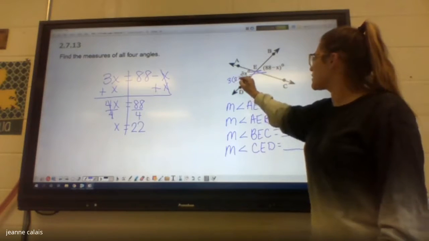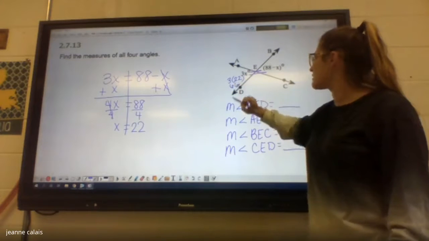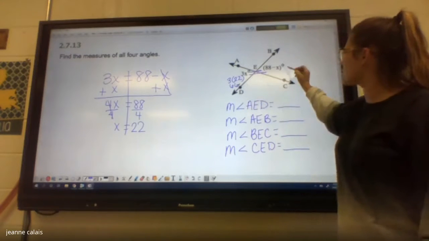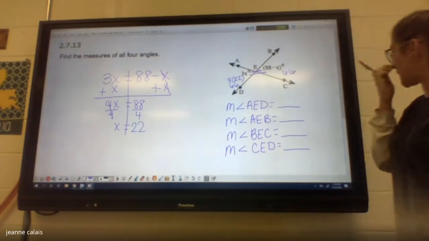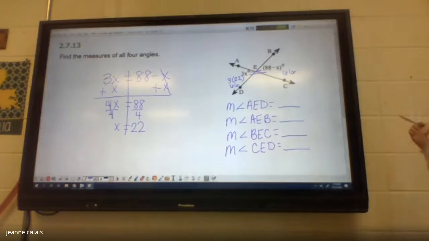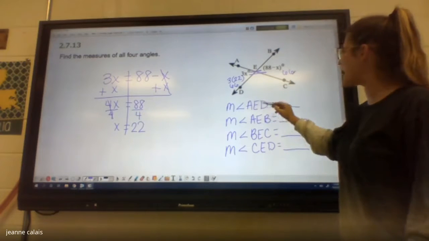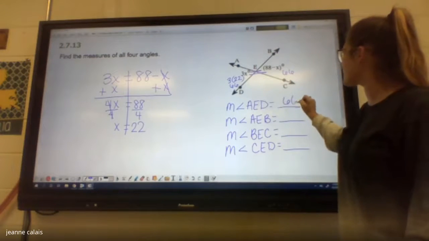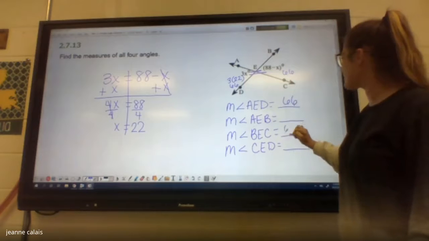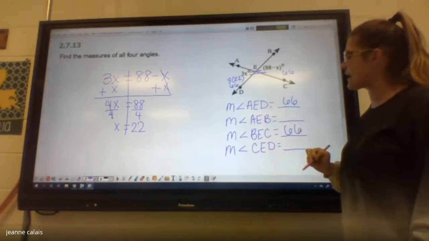3 times 22, 66. Okay. Since you have vertical angles, this angle is also 66. And you can plug it in there in that expression just to double check. All right, so AED is 66 and BEC is also 66.